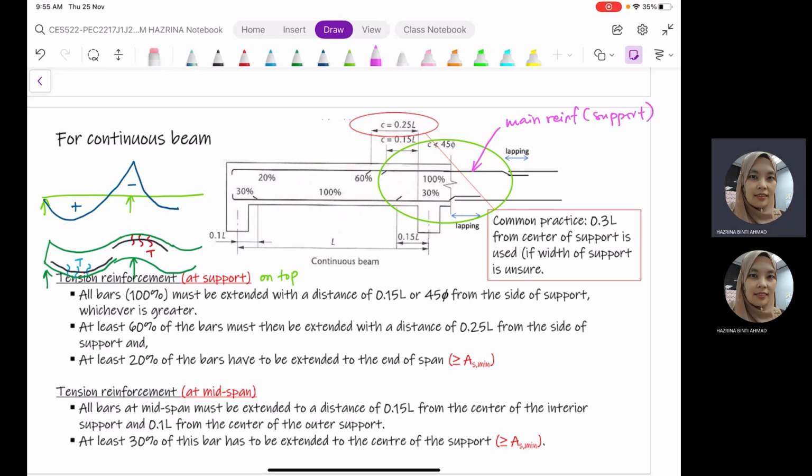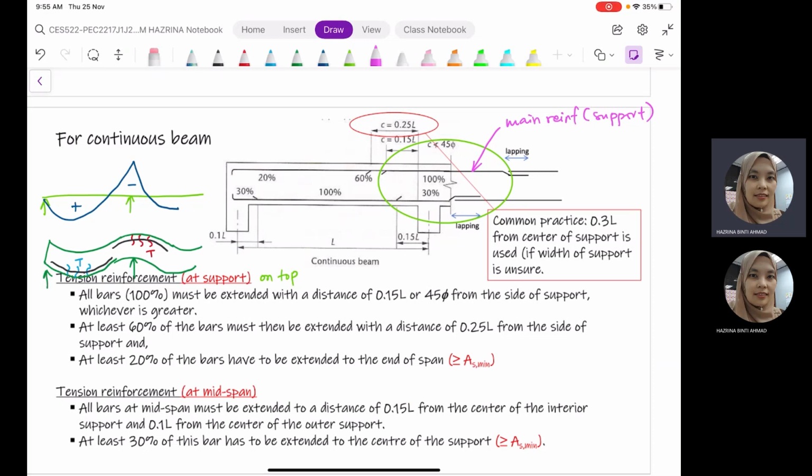Regardless of how detailed your calculation is, if you cannot translate this into your detailing, you are going to transfer wrong information to the contractors that will be building your structure. So you need to have this understanding.